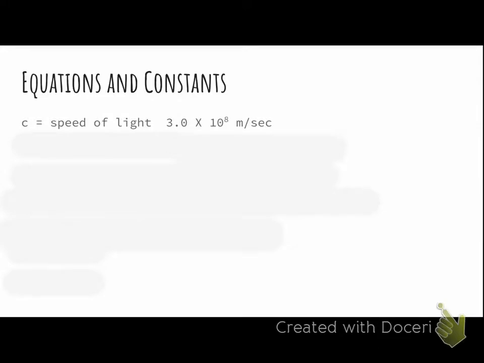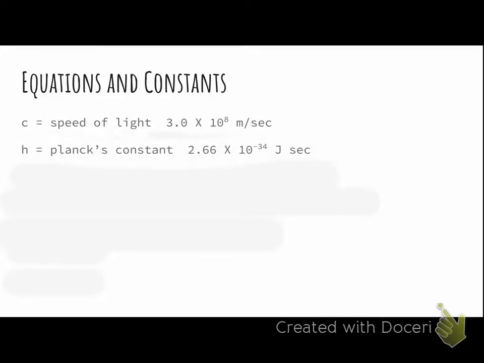So the first constant that you're going to use is represented by the letter C, and it represents the speed of light. And that value is 3.0 times 10 to the 8th meters per second. So light travels at this speed. So in 1 second, light can travel 3.0 times 10 to the 8th meters.